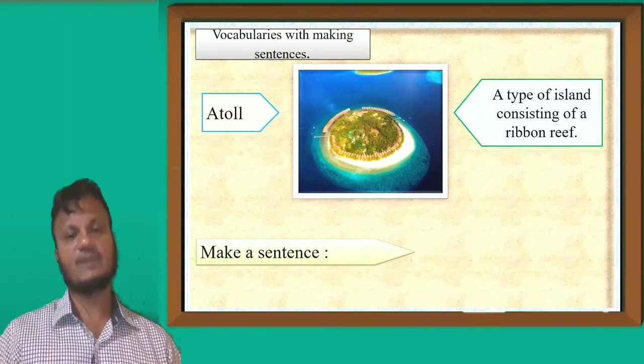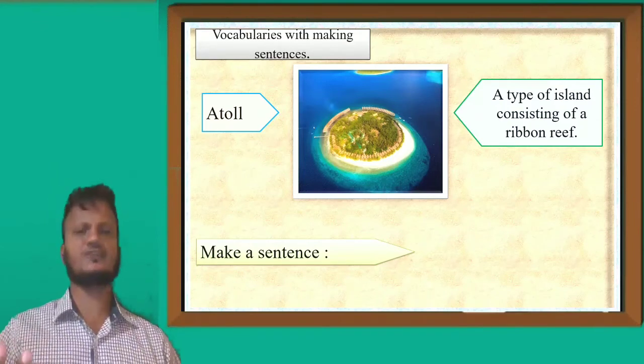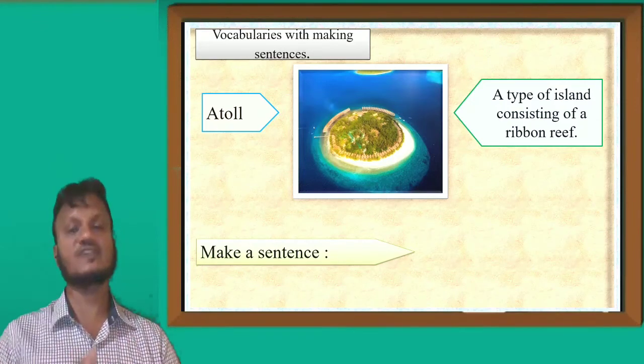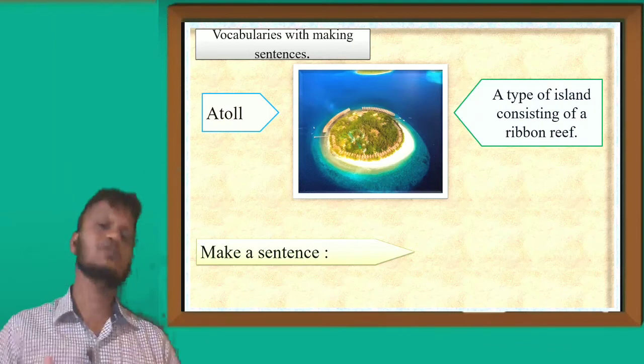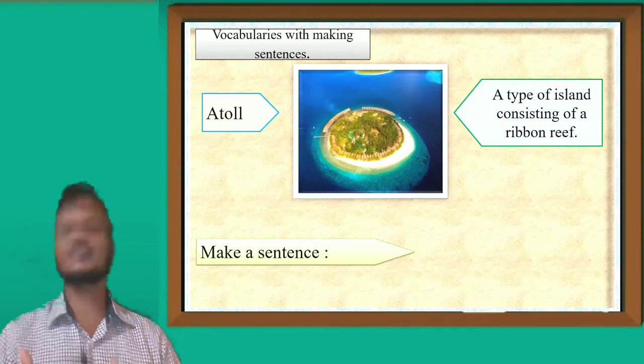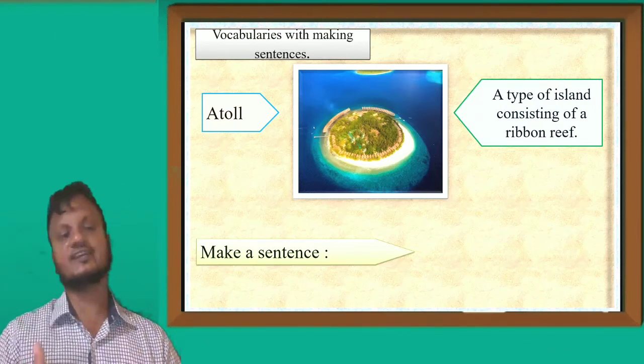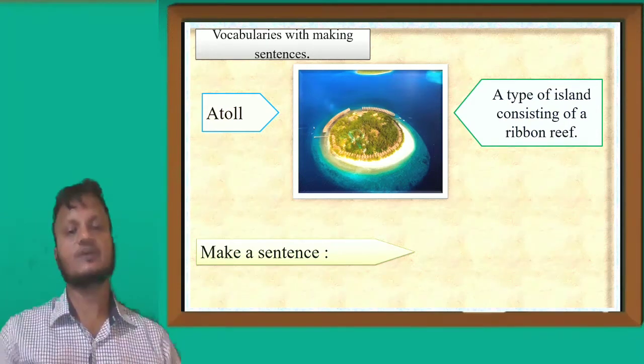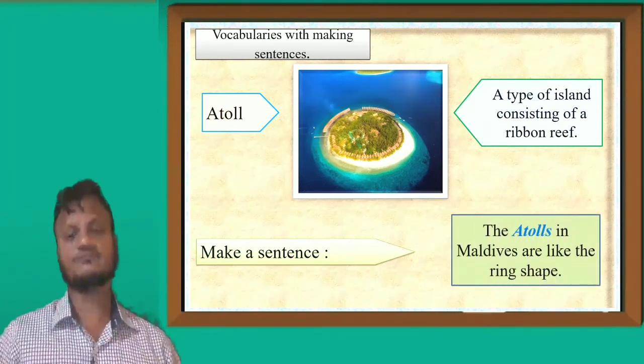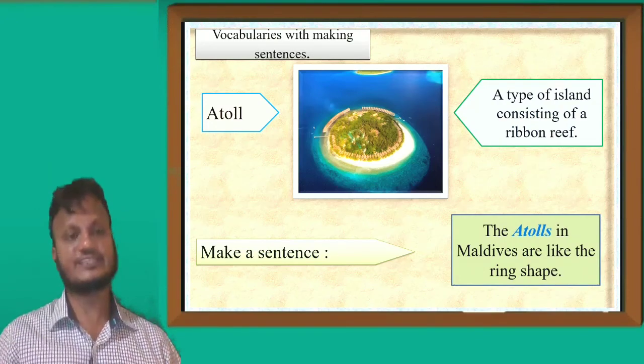And now make a sentence. Very easy to make a sentence. There are 26 atolls in Maldives. You can also make another sentence as you wish, but I think that you will write down a sentence from your own memory. The atolls in Maldives are ring shaped.